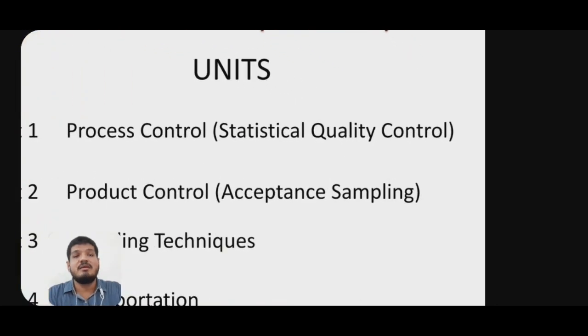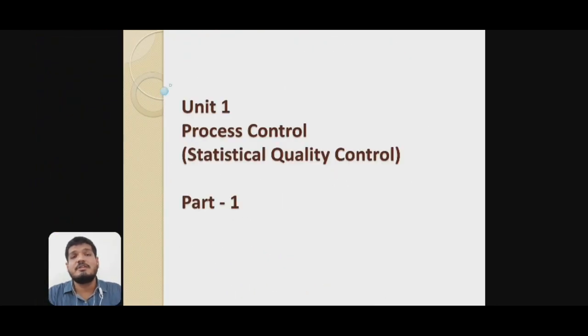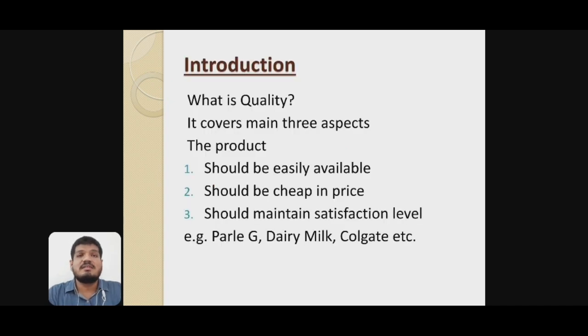So let's start with Unit 1, that is process control, or you can say statistical quality control. Now let's start with the introduction. So first of all, what is quality? Quality covers main 3 aspects of the product: the product should be easily available in the market, the product should be cheap in price, and the product should maintain their satisfaction level. Say for example, Balaji wafers, Parle-G, Dairy Milk, etc. They all maintain their standards, so the customers are satisfied with their products.